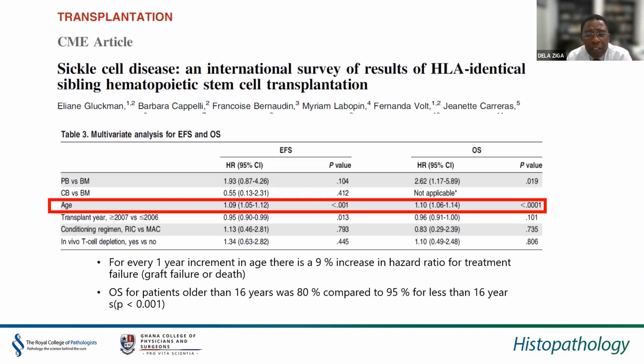This article shows that patients who are less than 16 years of age have a better outcome compared to their colleagues who are older than 16 years at transplant. And so the earlier the patients are referred for transplant, the better, in centers where transplant is done. And this paper also showed that for any 1 year increment in age, there is a 9% increase in the hazard ratio for treatment failure.